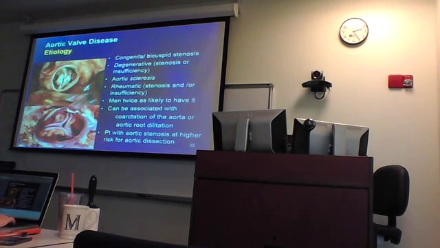So it can leak over time because the leaflets don't meet perfectly. Maybe there's some degeneration of the ring, the connective tissue ring, or the leaflets themselves, or some stretching of the heart, maybe from hypertension, pulling them apart, or some disease of the aortic root. There are many connective tissue diseases that can affect the aortic root, Marfan's being a prime one. Or rheumatic, which is not as common.